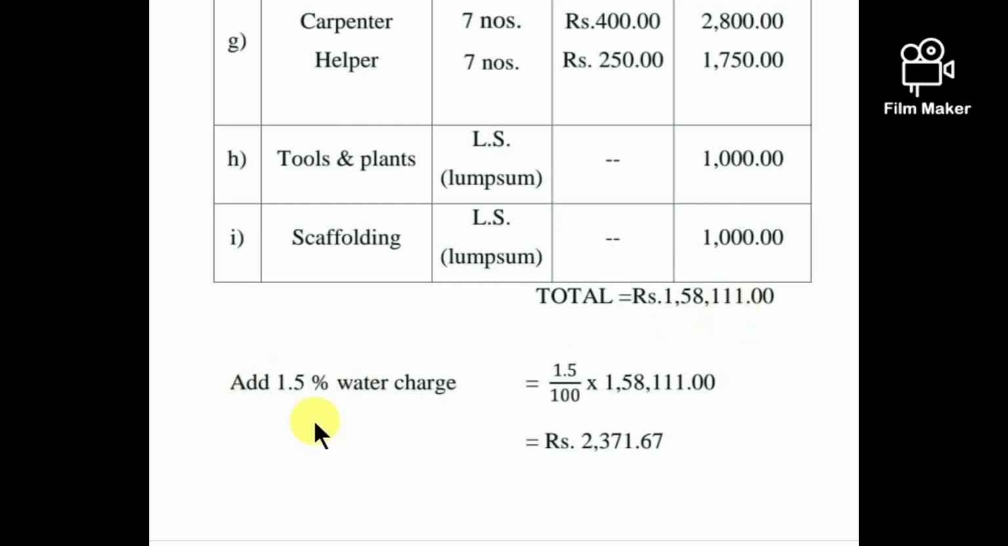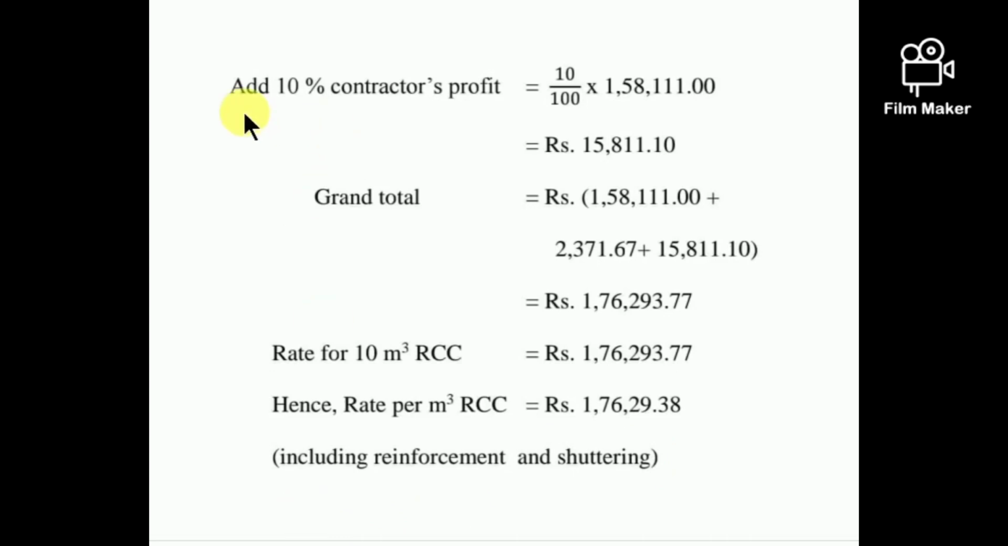Now we'll do the calculation for the water charge and contractor's profit. For water charge, we'll take it as 1.5%. So 1.5 by 100 into this total amount, we'll get this as the water charge. And for the contractor's profit, we'll take it as 10% of the total amount. 10 by 100 into total amount, we'll get this. Now for grand total, we'll add the total amount plus the water charge plus the contractor's profit. So total, we'll get this.